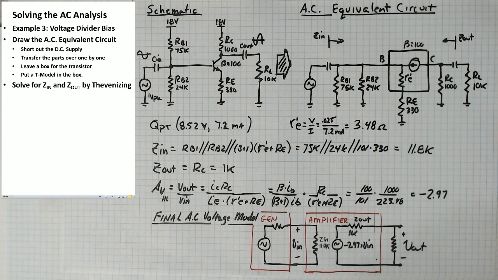Z out, we stand here and we Thevenize looking back into the output, and that leaves us with RC, which is 1K.